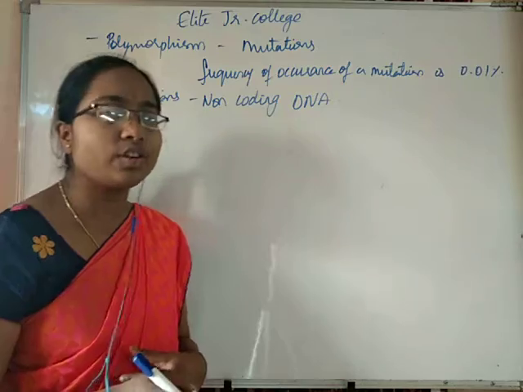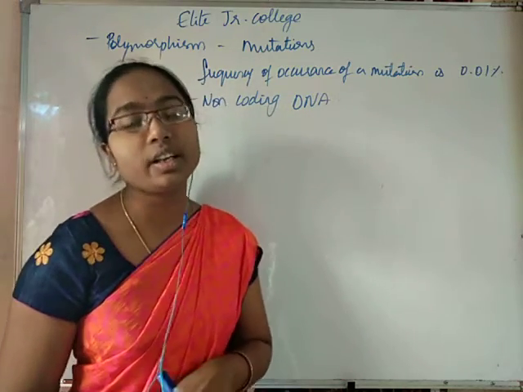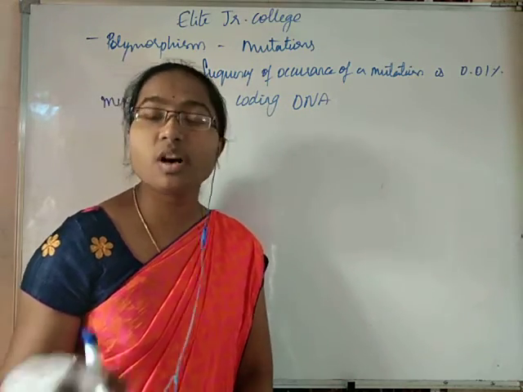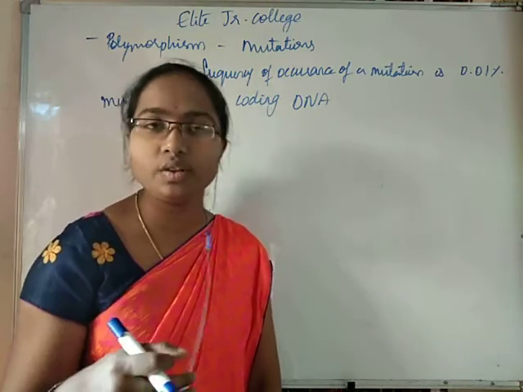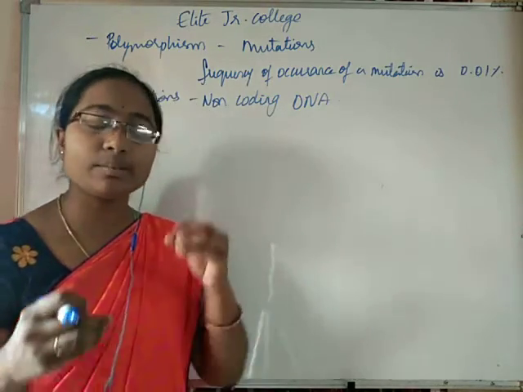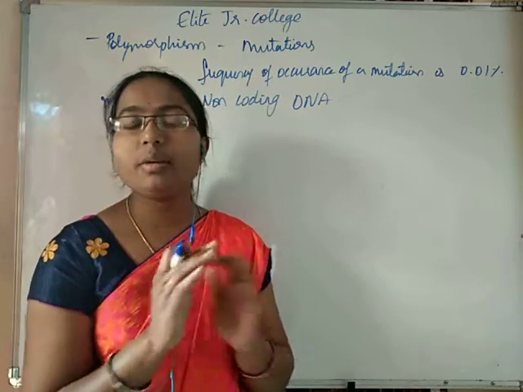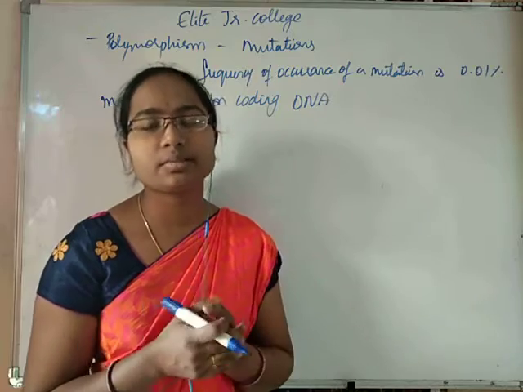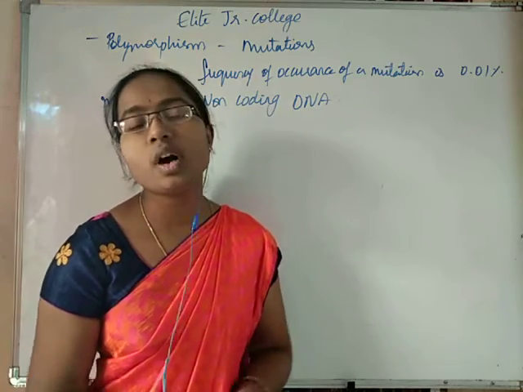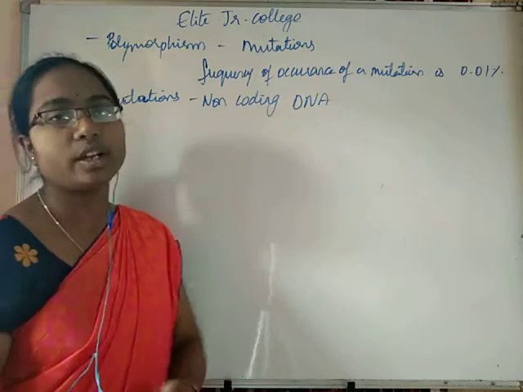Why do mutations generally occur in non-coding DNA? Because if there is any mutation occurring in the non-coding DNA, as it is not expressed, there will be no effect of that mutation on the individual. Because this part of the DNA is not expressed in the person, there will be no harm done to that person. That is the importance of mutations in the non-coding DNA.